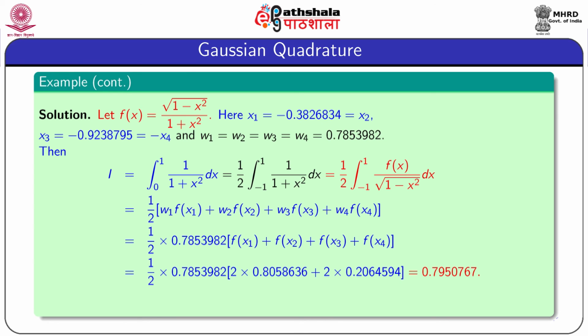0.7950767. And the exact value is pi by 4, which is equal to 0.7853982. Therefore, the absolute error is 0.0096785. That means the integration is correct up to 2 decimal places. So this value is obtained from the 4-point Gauss-Chebyshev quadrature formula.